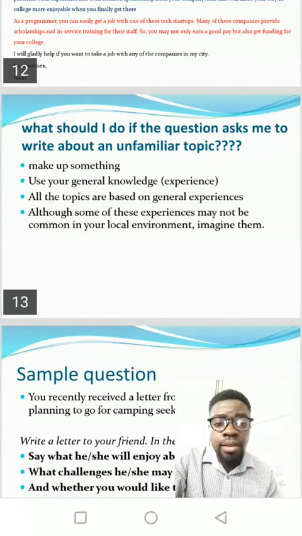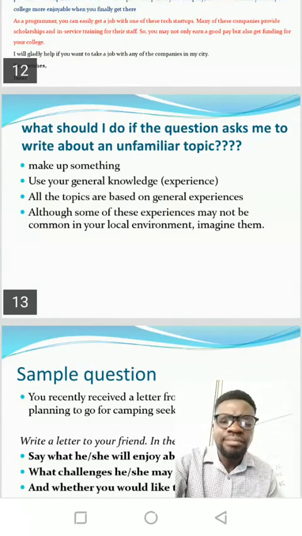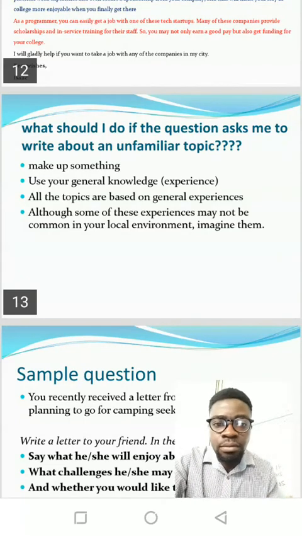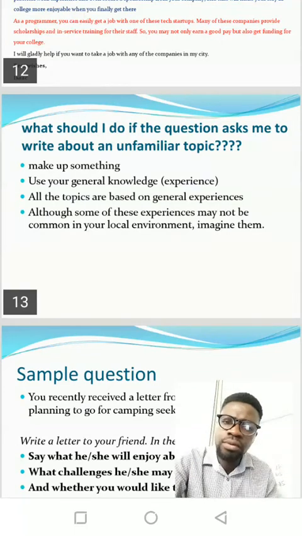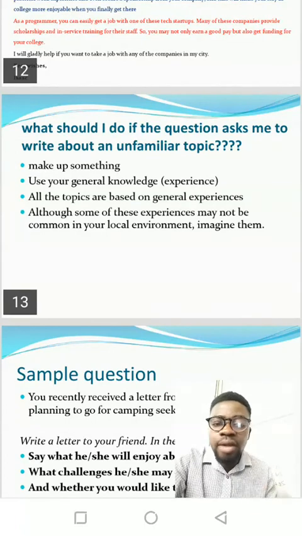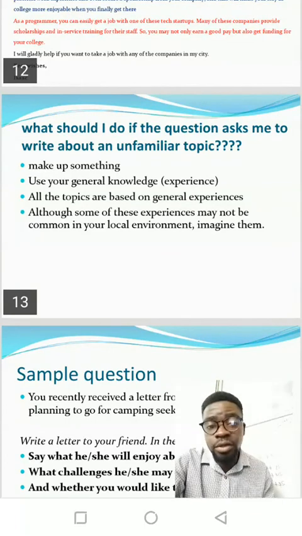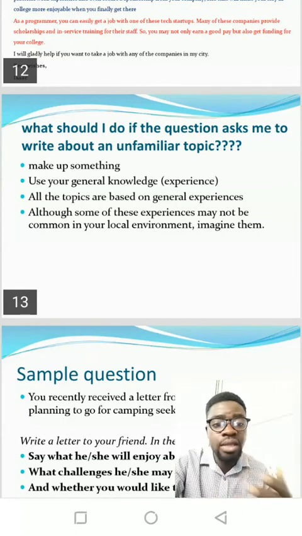But don't worry. You don't need to experience winter before you write. At this stage, after your primary school, your secondary school, and maybe your first degree in Nigeria, you want to go for studies in maybe Europe or America, or you want to go and work, you just want to go and settle there, it is expected that your general knowledge will be just enough to help you discuss any topic. These topics are general experiences we have in our daily lives.